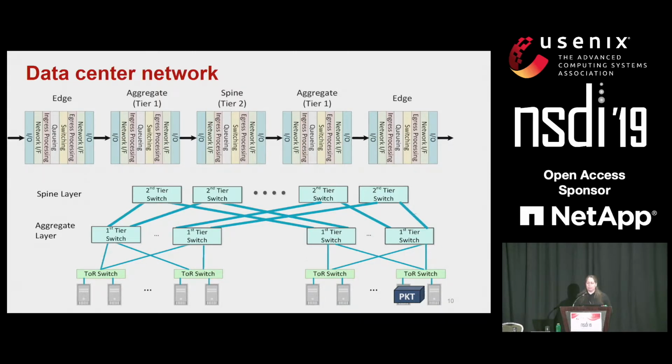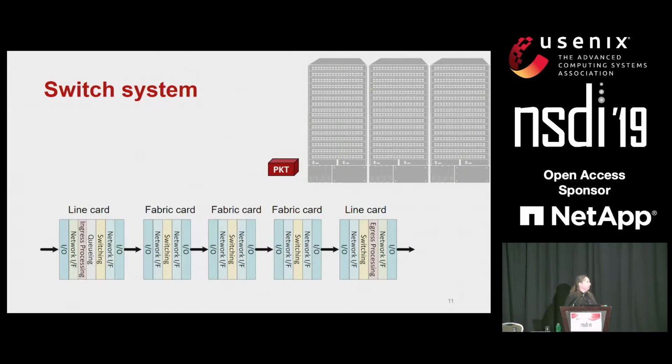Now let's compare that to a switch system. In a switch system, a packet that comes in and needs to go from port number 1 to port 1000 will also go through 5 hops.